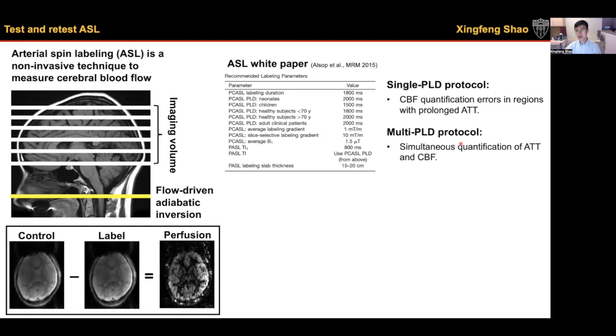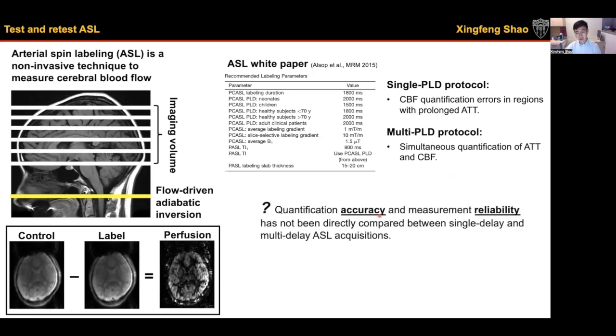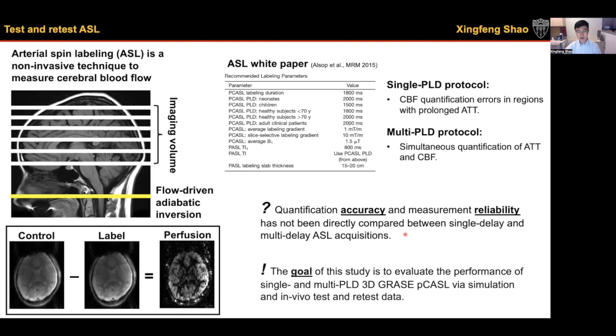And the multi-PLD protocol is also very popular because it can generate simultaneous quantification of arterial transit time and cerebral blood flow, but it takes slightly longer. So the quantification accuracy and the measurement reliability have not been directly compared between the single-delay and the multi-delay ASL acquisitions. The goal of this study is to evaluate the performance of the single-delay and the multi-PLD 3D GRASE pCASL via both simulation and in vivo test-retest data.